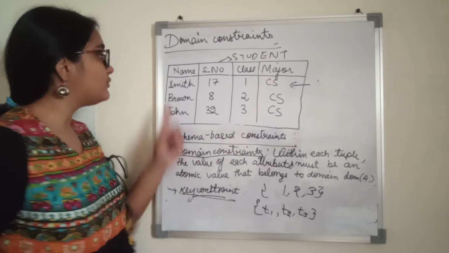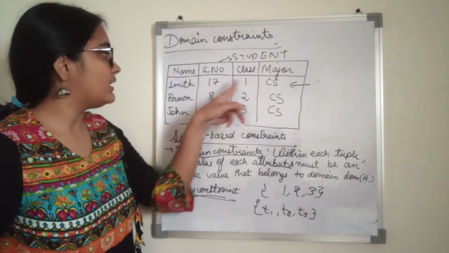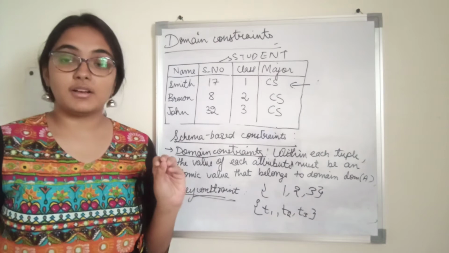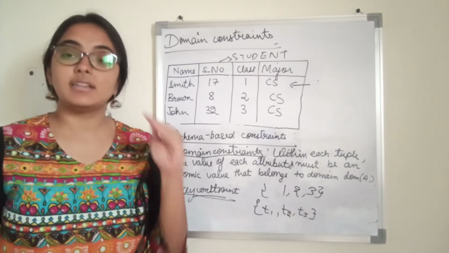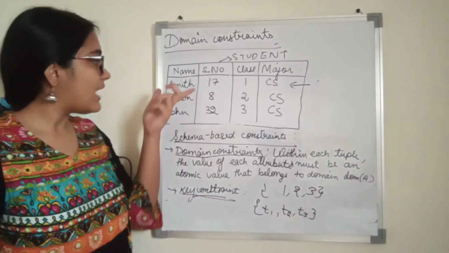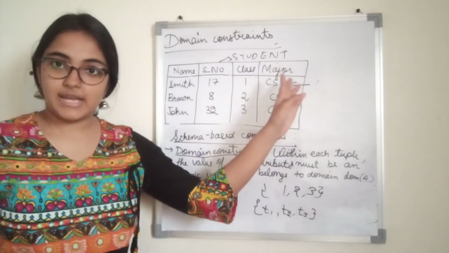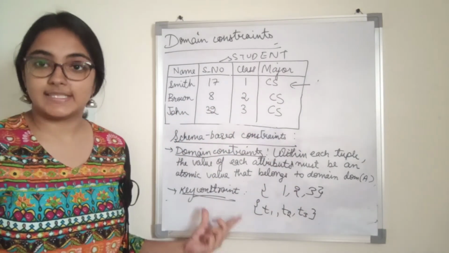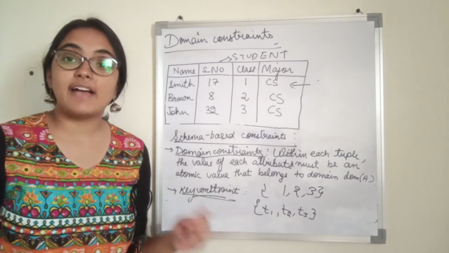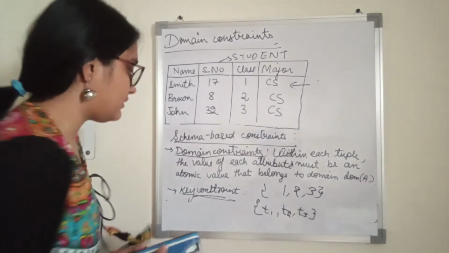I cannot add a tuple with the value of attribute name as Smith, 17 as student number, class as 1, and major as CS. Why? Because the relational model specifies that a relation is a set of tuples, right? So I cannot add a tuple with the exact same values for all the attributes. That is what key constraint specifies. Key constraint says that no 2 tuples in any state of the relation can have the same combination of values for all the attributes, right? Let me write it.